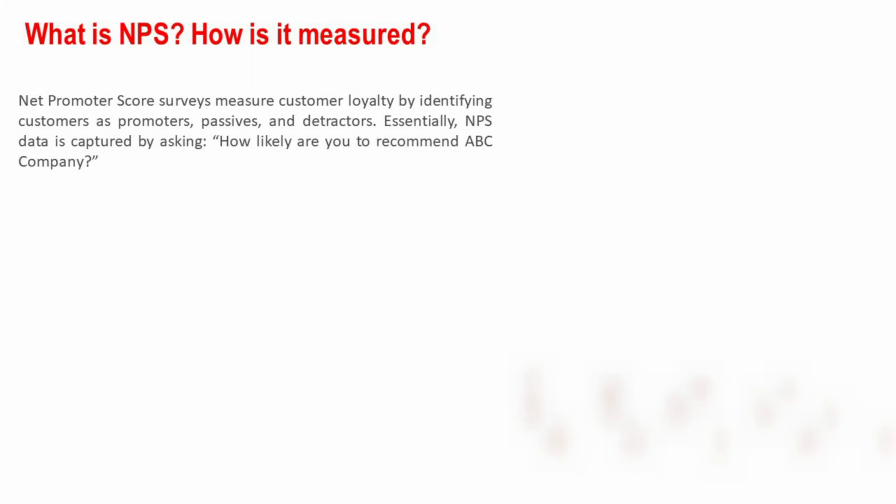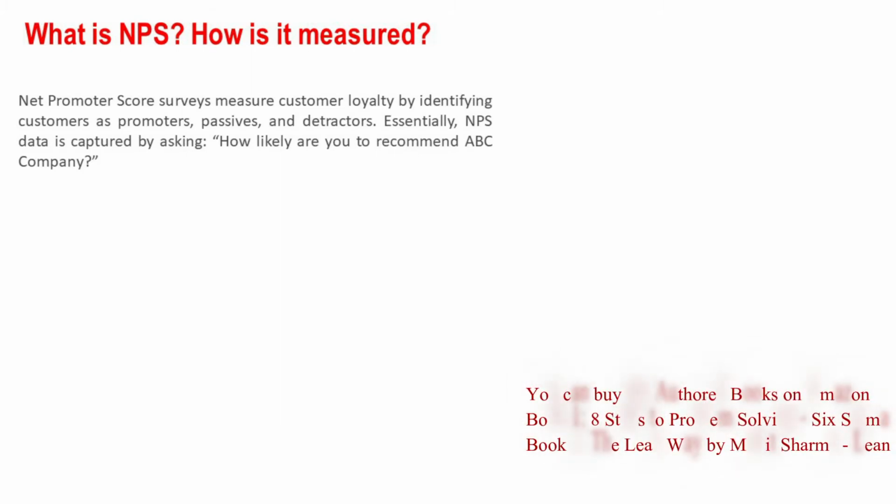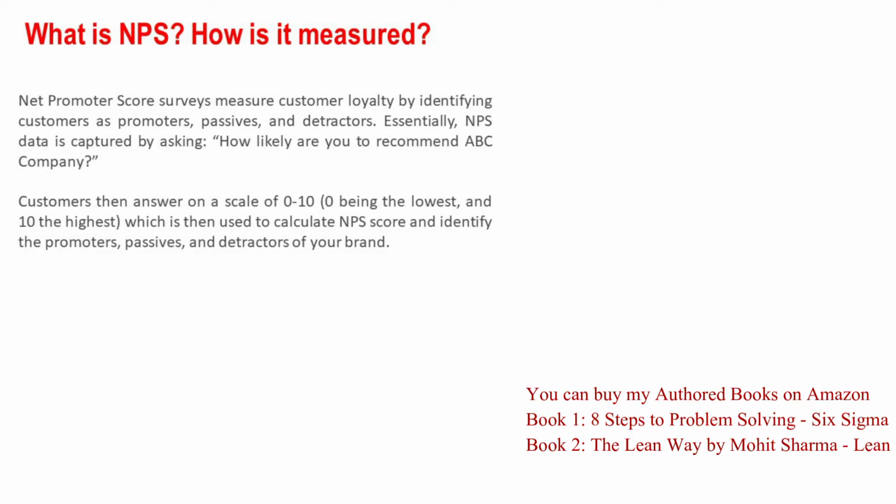Net Promoter Score survey measures customer loyalty by identifying customers as promoters, passives and detractors. Essentially, NPS data is captured by asking how likely are you to recommend ABC company. Customers then answer on a scale of 0 to 10, 0 being the lowest and 10 being the highest, which is then used to calculate the NPS score and identify the promoters, passives and detractors of your brand.